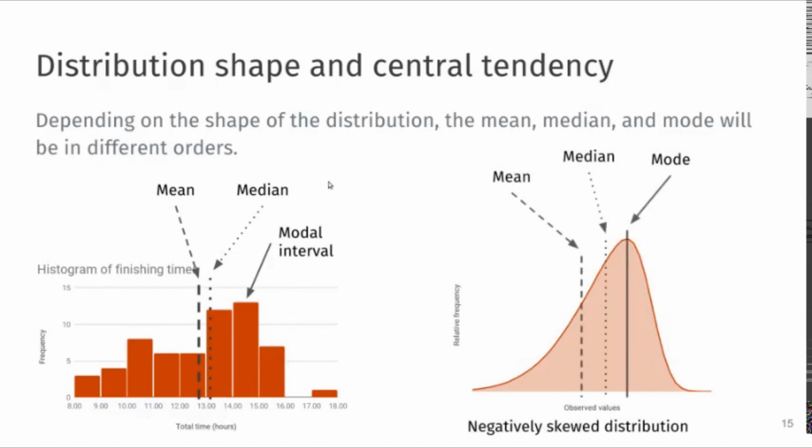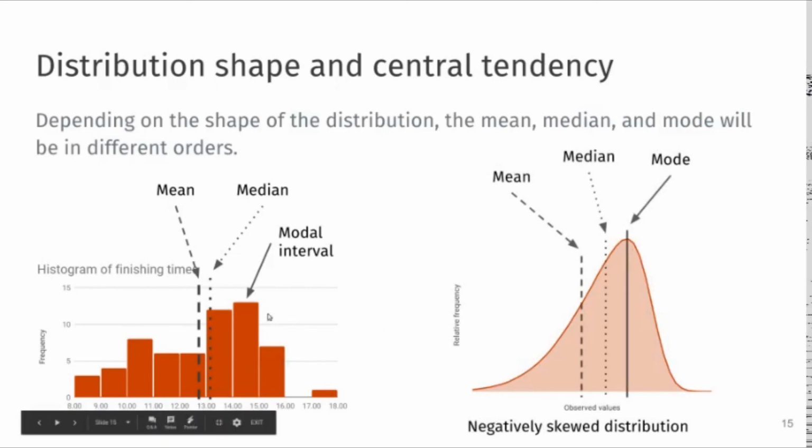And this is actually generally the case for any negatively skewed distribution. Anytime you have a distribution that has this form, the mode will be somewhere, the mean is going to be pulled out toward the tail, and the median will lie in between the mean and the mode.